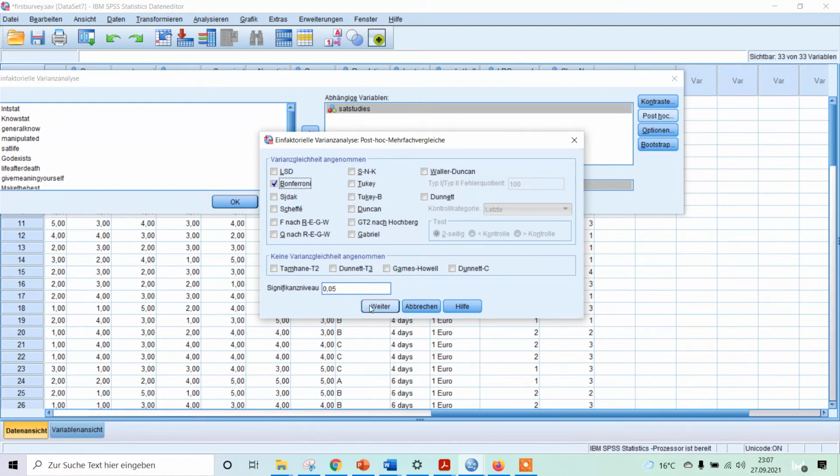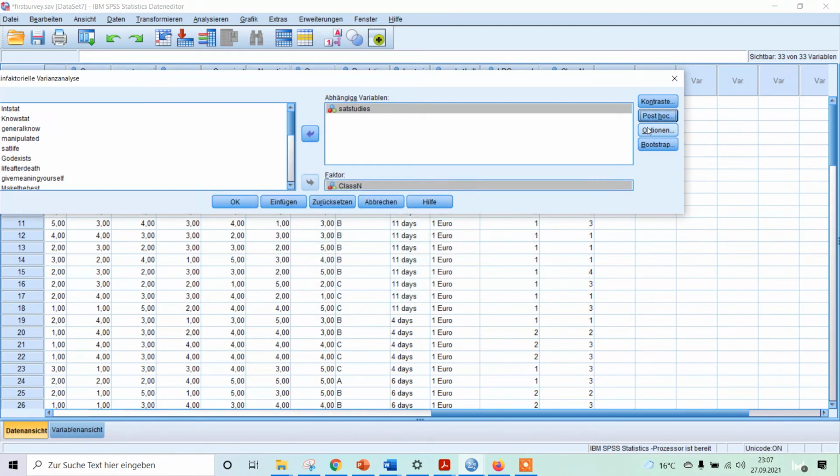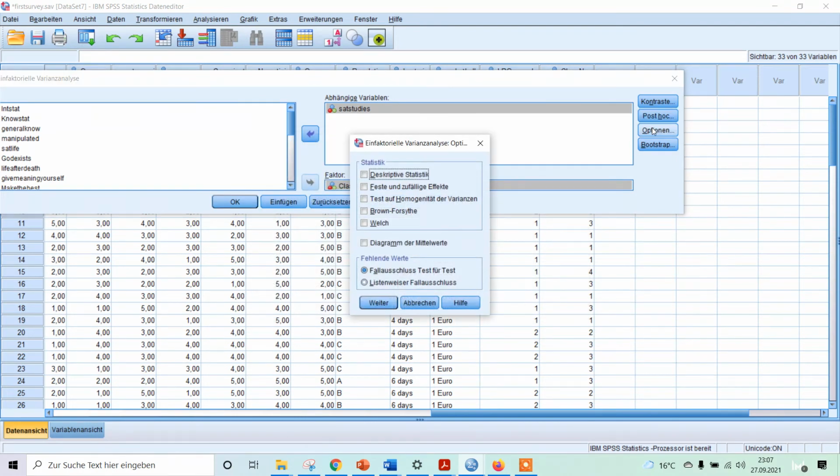So we click on continue, and then here we have options. Here you also want to have the descriptive statistics, so at least averages. We want to have the test for homogeneity of variances, because as with the t-test, also for the ANOVA, we have the prerequisite that the variances are the same for all classes, and if they are not the same, then we need to apply the Welch ANOVA. We also want to have a diagram of the means, and that's okay, so we click on continue.